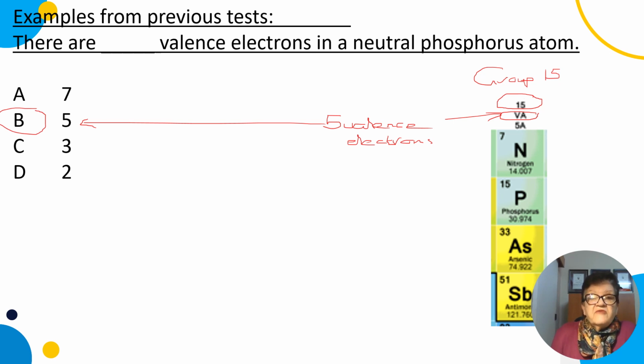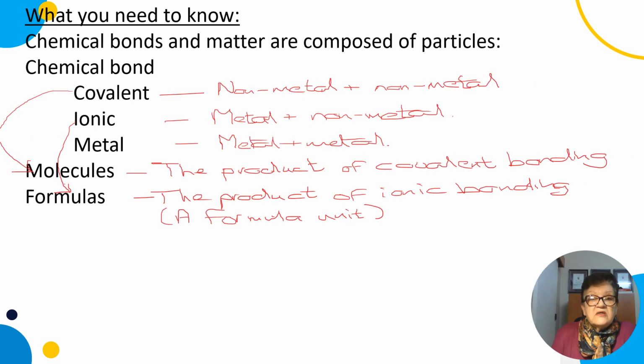Then here, the number of valence electrons in a neutral phosphorus atom. Here's phosphorus, P. It's an element of group 15, which indicates it has 5 valence electrons, and therefore B is the correct answer. The next one.